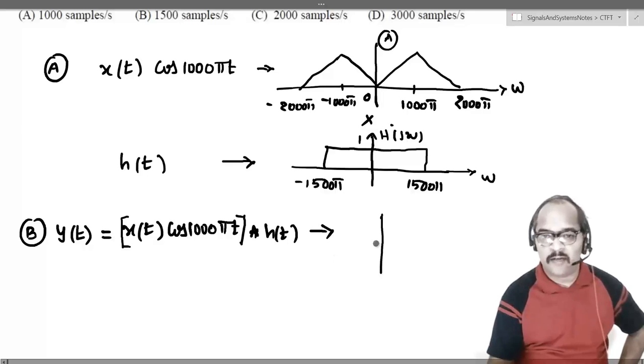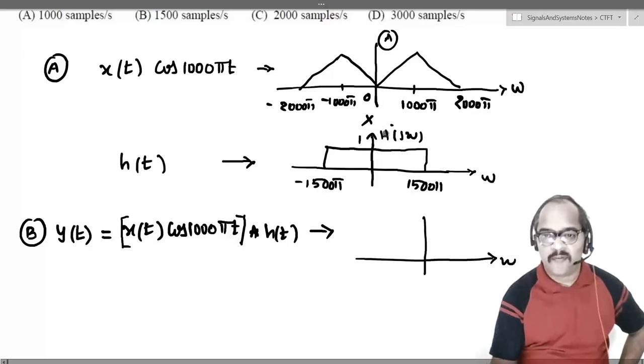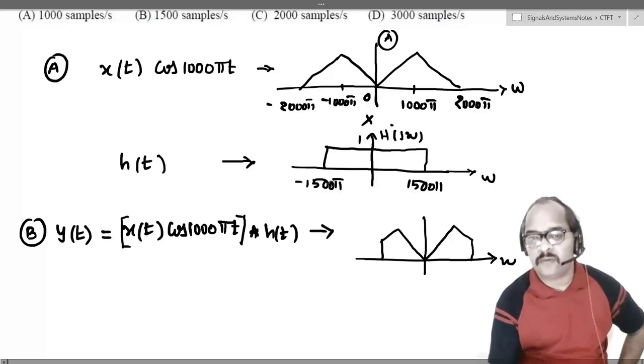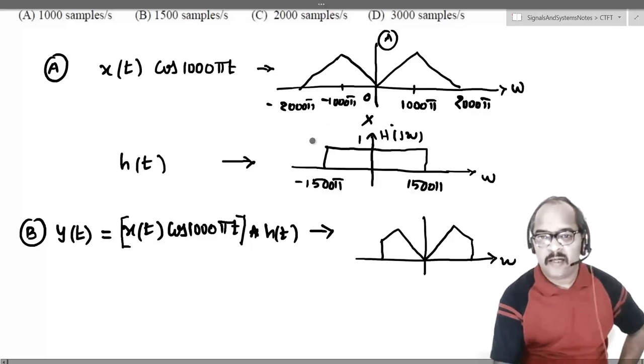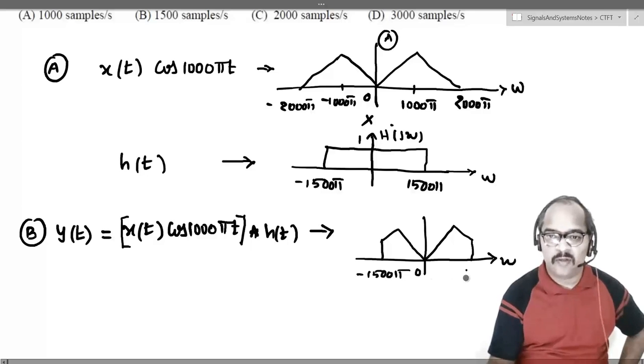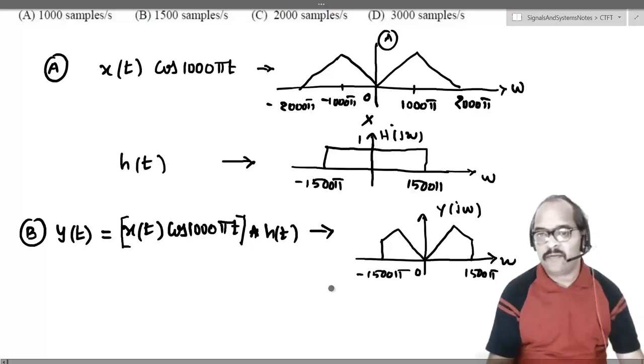So how does the final Fourier transform look? I will draw it here. After multiplication, the overall Fourier transform will look something like this. Why? From minus 2000 pi to minus 1500 pi, the product would be 0, and later we will retain the function. So this should be minus 1500 pi, 0, and 1500 pi. This is the shape of the Fourier transform Y of j omega.